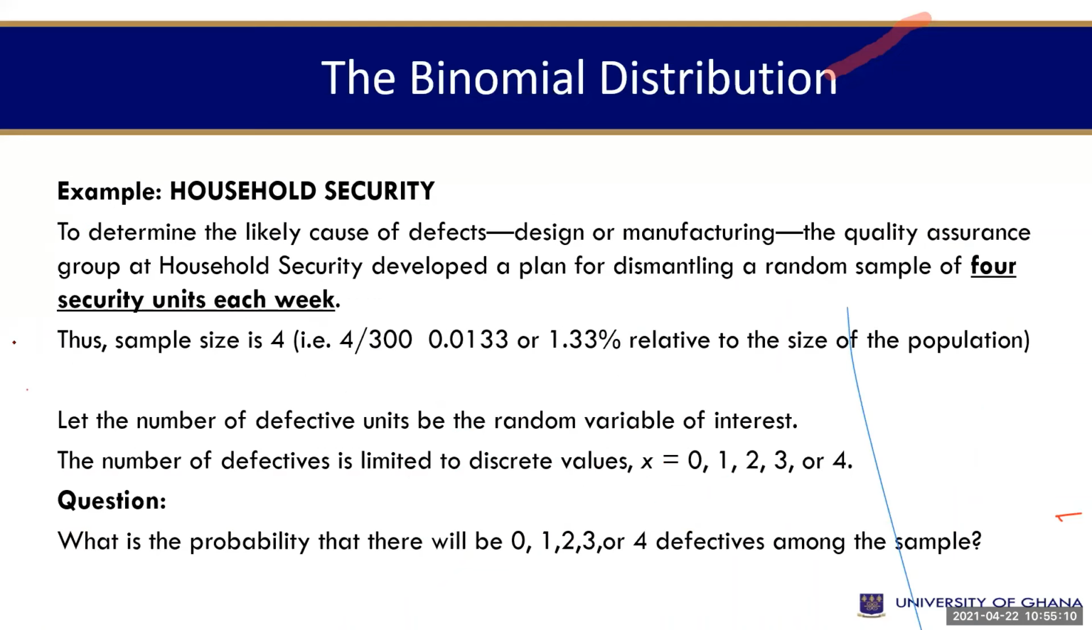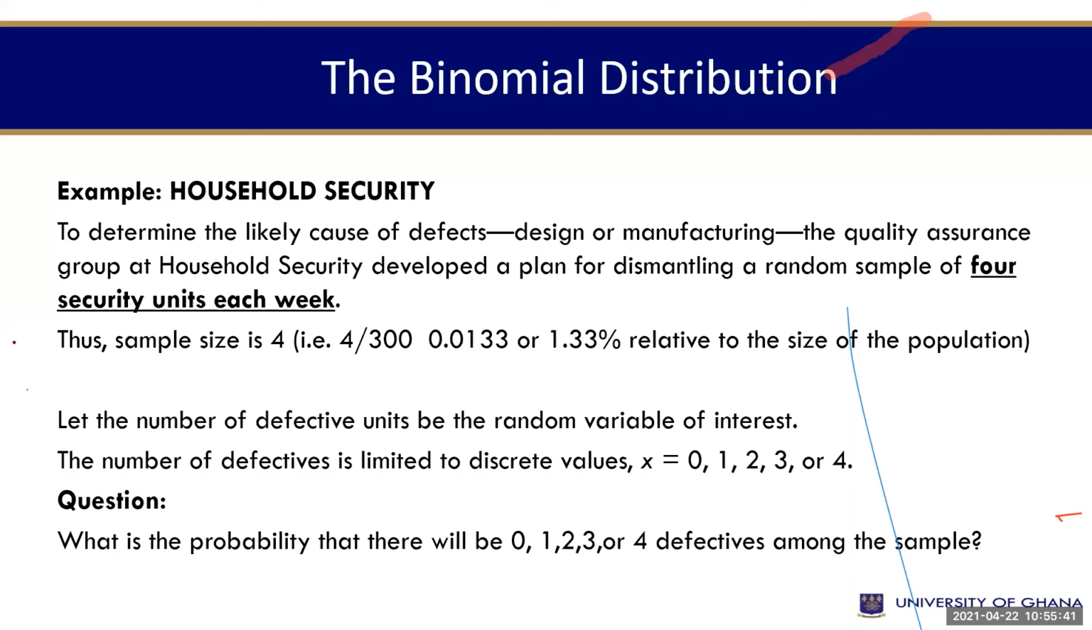So let's make progress. To determine the likely cause of defects, design or quality, the quality assurance group at Household Security developed a plan for dismantling a random sample of 4 security units each week. So they did 4 dismantlings.